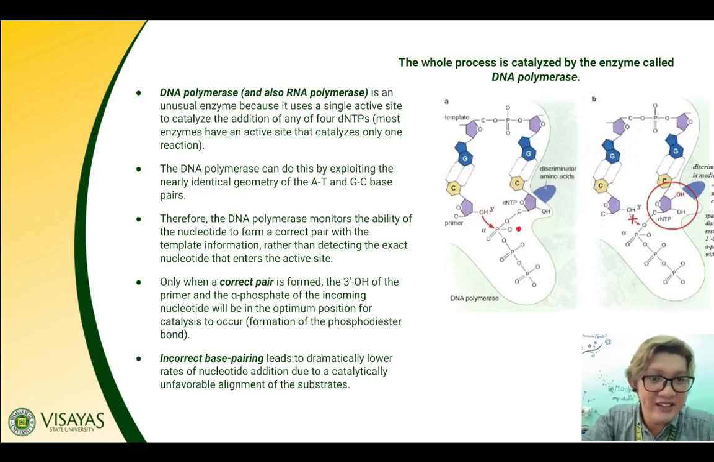So you have here G. Okay? So it must be paired with C. So this should be there at the optimal position for the catalysis to occur. Incorrect base pairing leads to dramatically lower rates of nucleotide addition due to catalytically unfavorable alignment of the substrate.